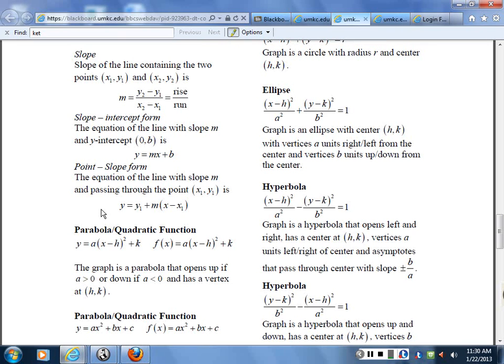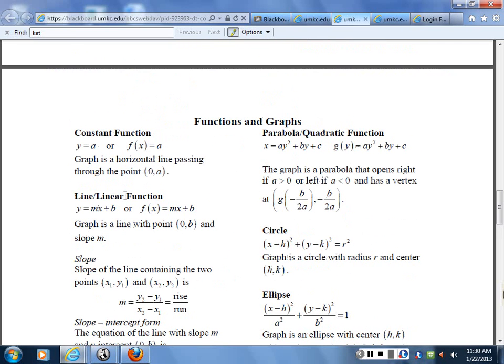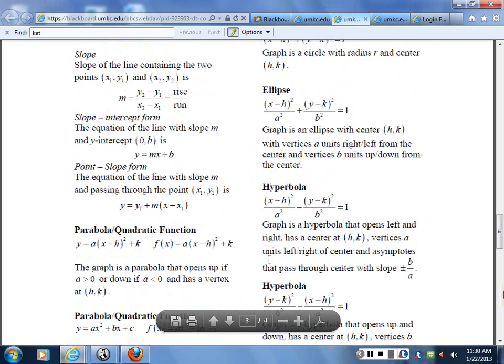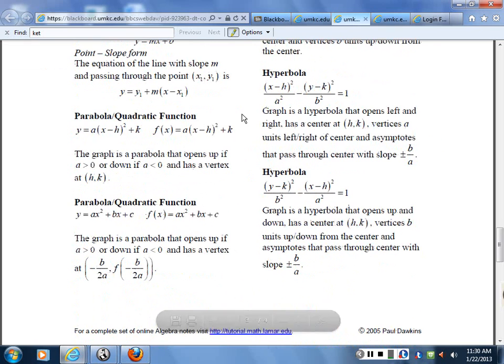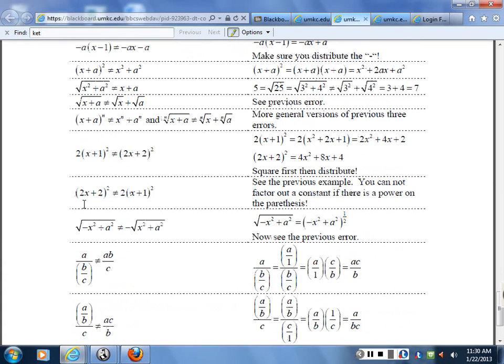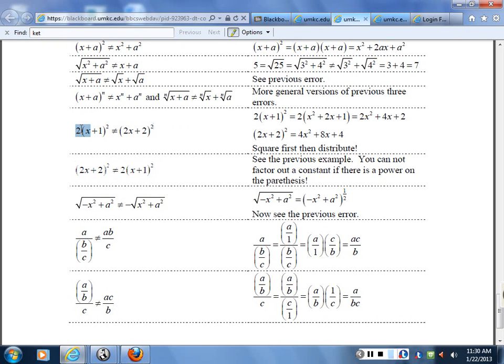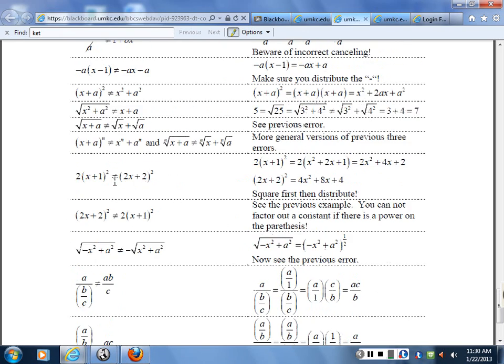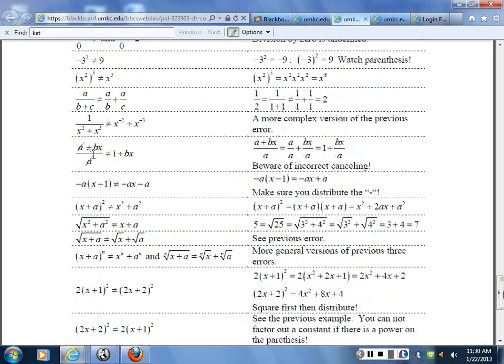Slope, graphing constants, lines, parabolas, circles. Hyperbolas don't really come in Calc 1, but that's part of Calc 2 you'll get to at the very end of Calc 2. Common errors. You want to convince yourself all these things are wrong. You do not want to do them. Some common ones. That's a common one. This is a common one, trying to factor out the 2 or trying to distribute the 2. Canceling an A like this.